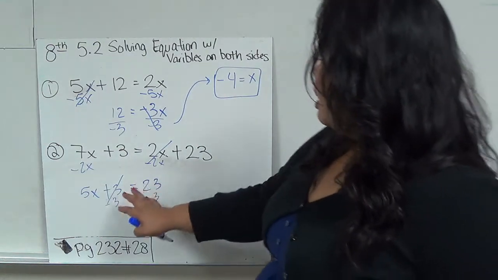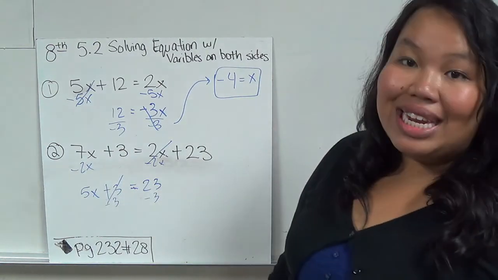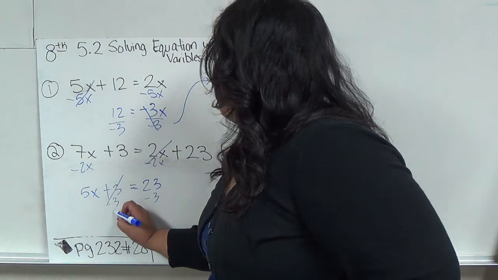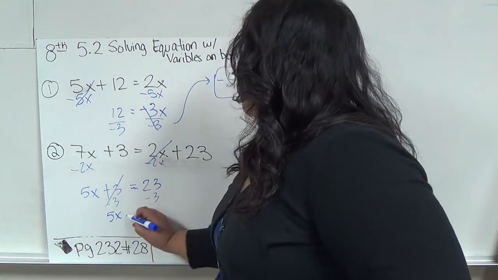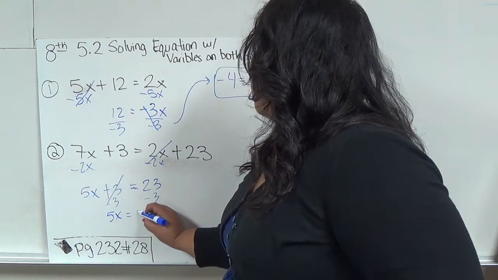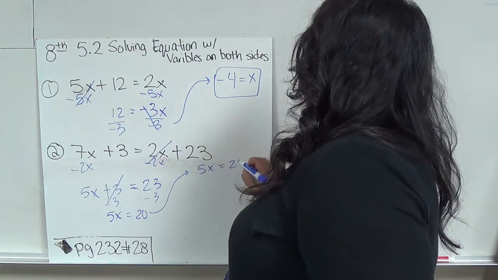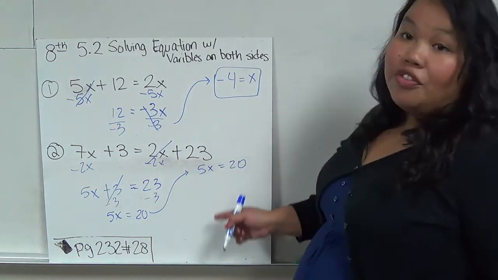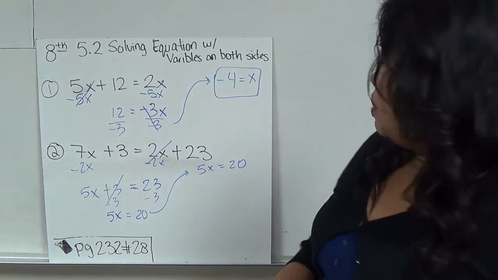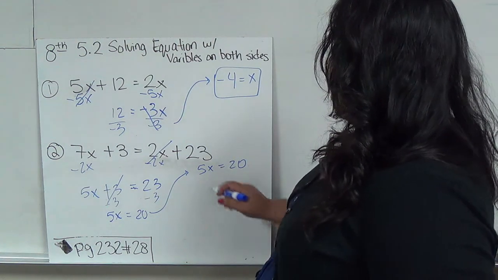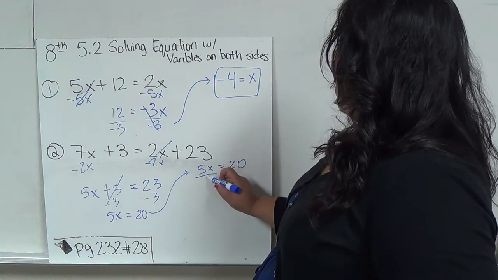And then what I do to one side, I have to do to the other. So 23 minus 3. This leaves me with 5x on this side, and 23 minus 3 is 20. So I'm going to move this over here. Okay? And the 5 is being connected to x by multiplication. So that means that the opposite, to get rid of 5, I have to divide by 5.